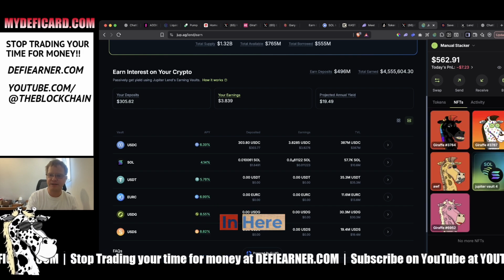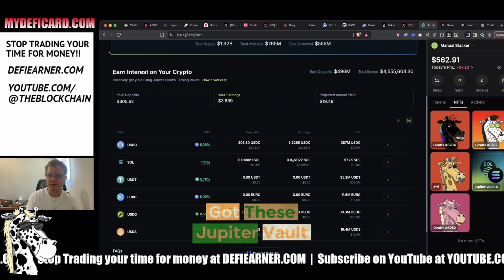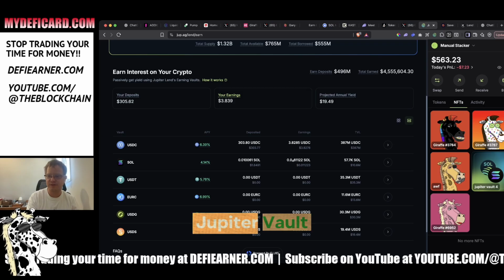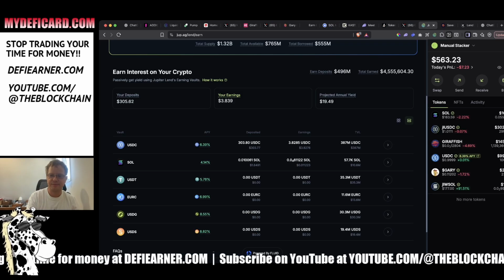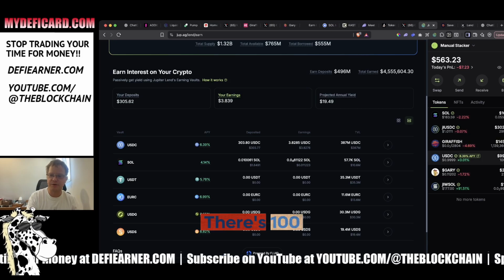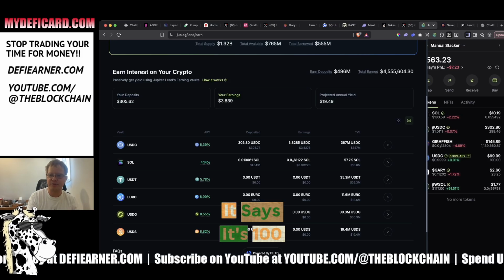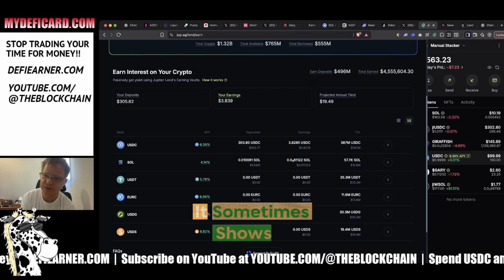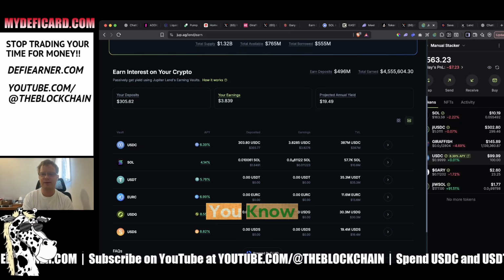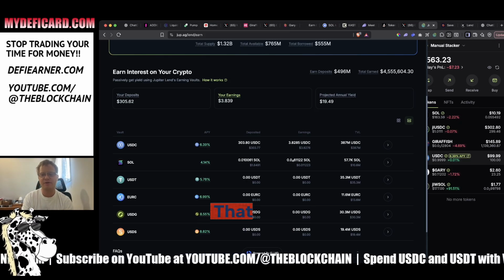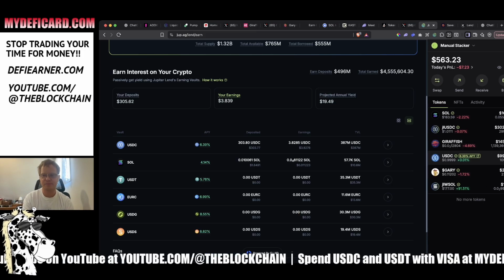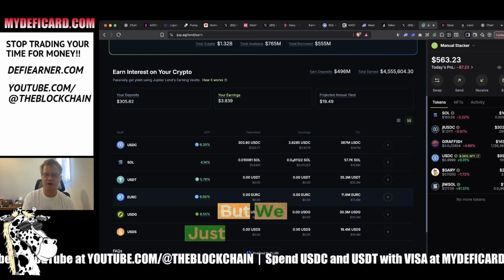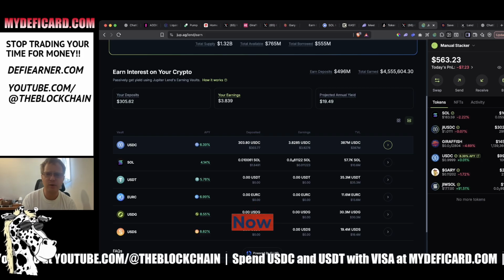So you've got some NFTs in here. Look at these, Jupiter Vault, Jupiter Vault. There it is. So there's 100. It says it's 100 USDC. It sometimes shows a little bit less, but it's showing the APY that you could be getting right now in case you wanted to deposit anything. But we just withdrew.